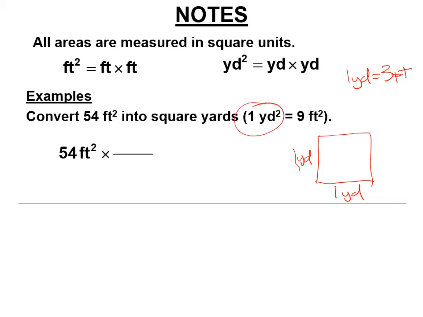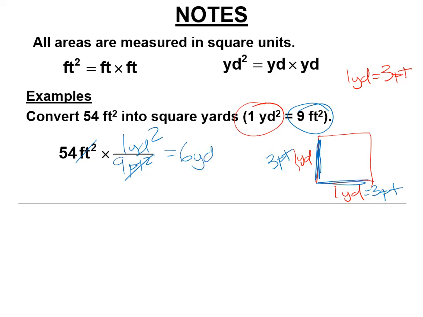But then 1 yard is equal to 3 feet. So it's also 3 feet by 3 feet. 3 feet by 3 feet is 9 square feet. So 1 square yard equals 9 square feet. That's how it works. Okay? So if you have to convert 54 square feet, just the same way, we're going to cancel the square feet. 1 square yard here. So 54 square feet is 6 square yards.